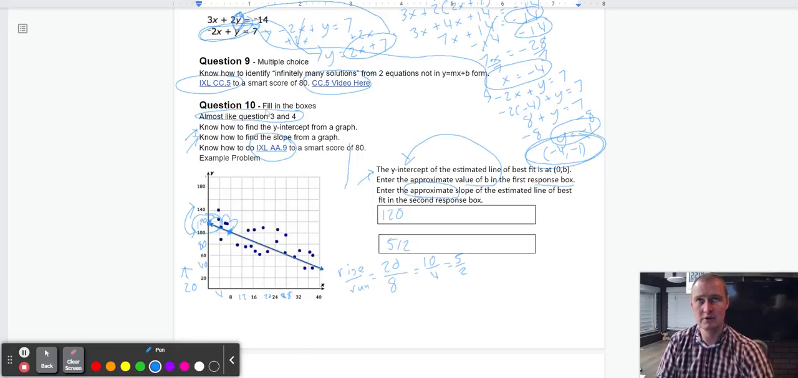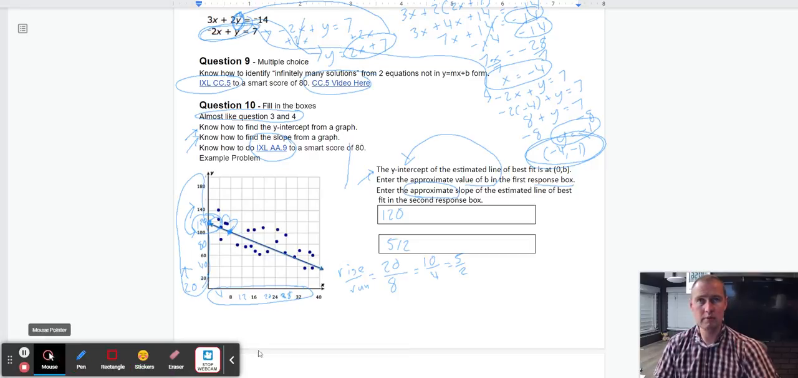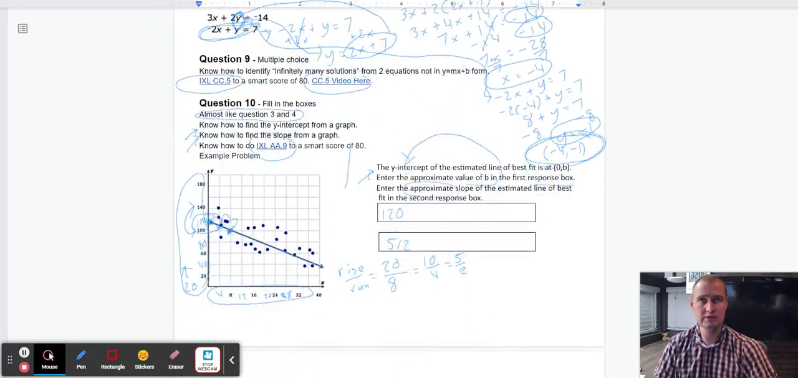All right, so very similar to questions 3 and 4. Just, again, watch your increments because the boxes count differently from the x-axis and the y-axis. They are different. All right, we're starting to wrap up. We got 3 more questions.